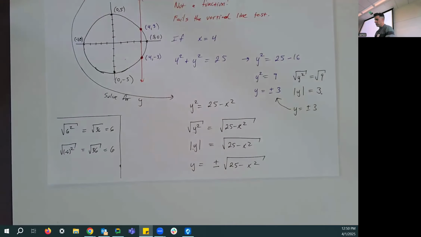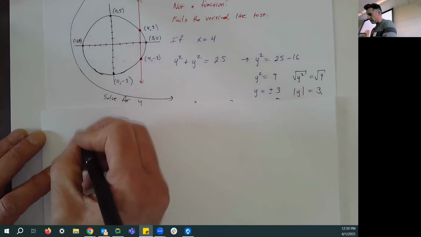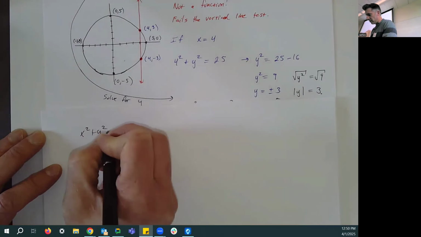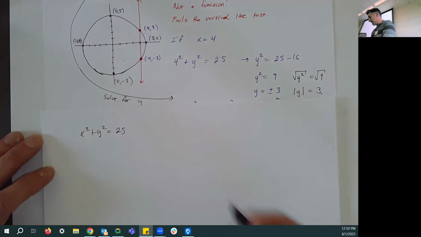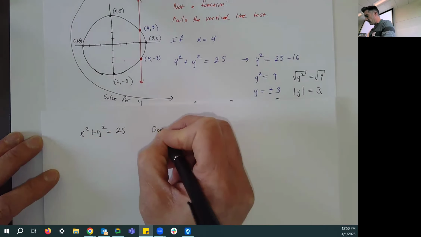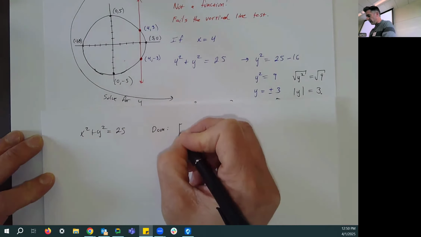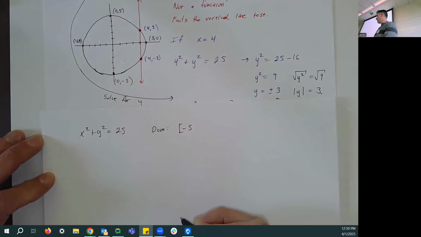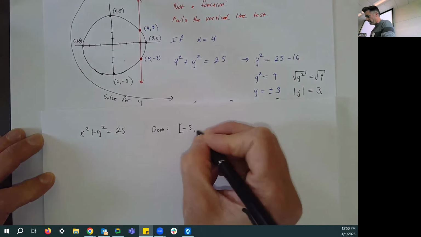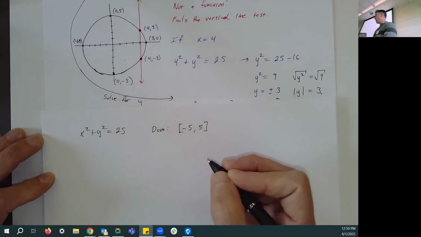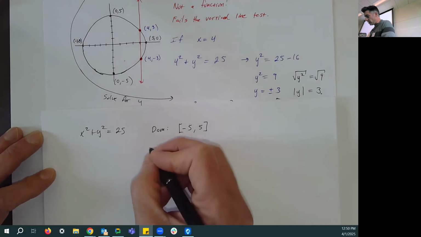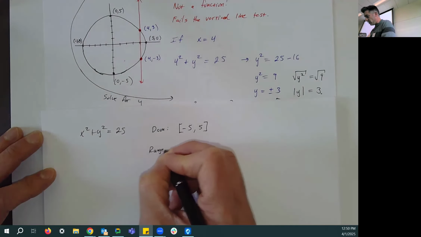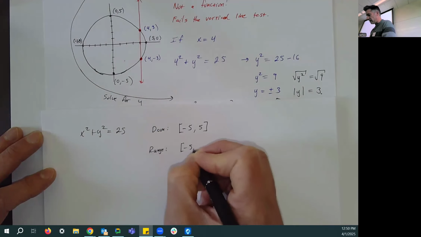Terrible. So for this x squared plus y squared equal to 25, we can really see from the graph that the domain is all x values as far left as negative 5 and as far right as positive 5. And the range is the same. The range is all y values as low as negative 5 and as high as positive 5.